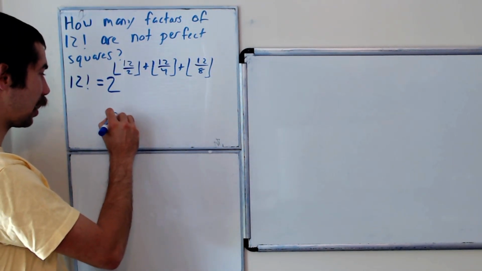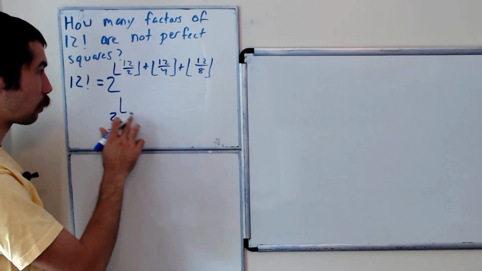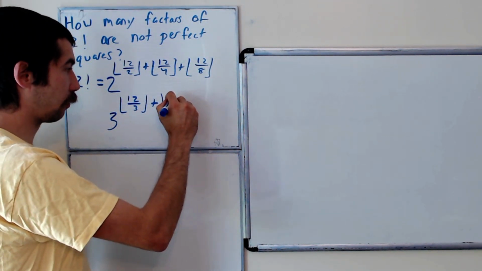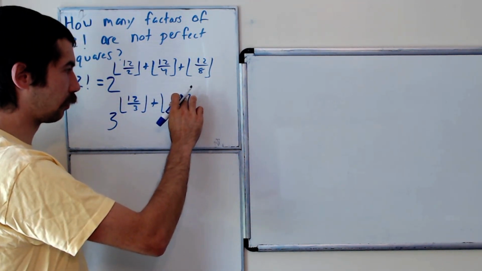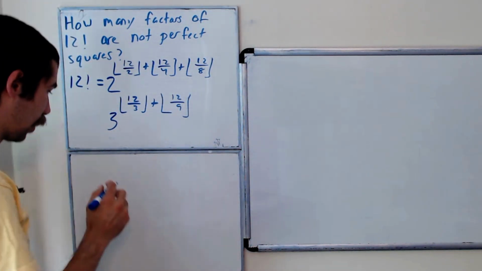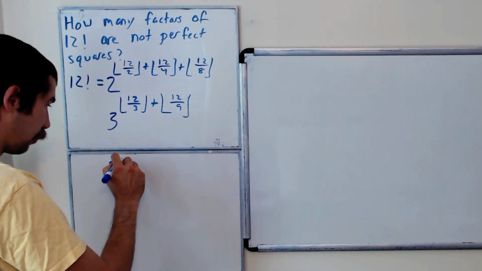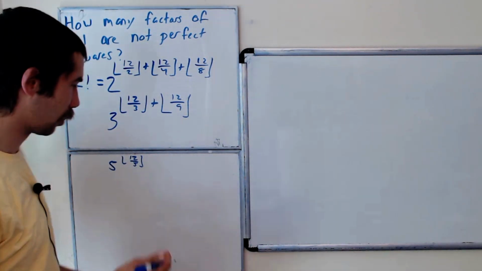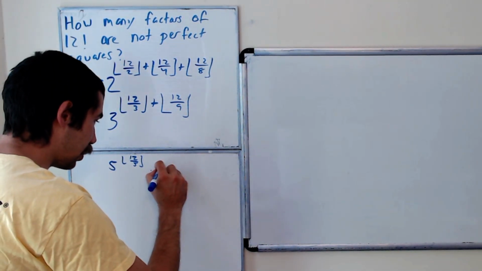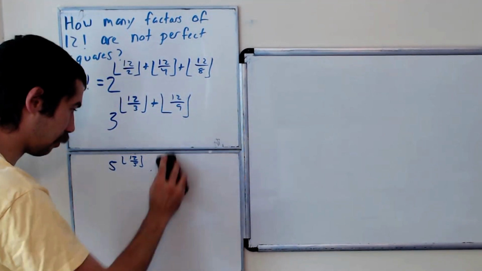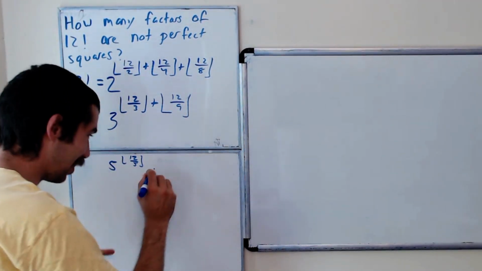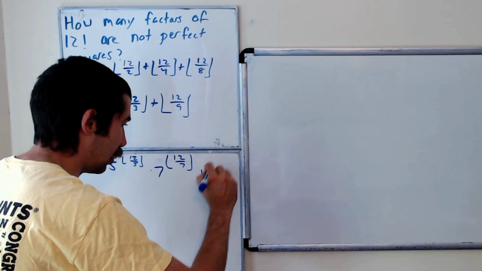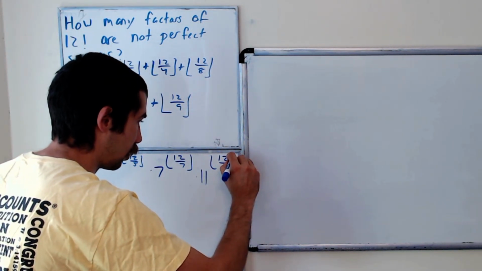Okay, let's do the same thing with 3, and we'll do it for each prime. So the exponent of 3 is the floor of 12 over 3 plus the floor of 12 over 9. What about 5? That's the floor of 12 over 5 plus the floor of 12 over 25, which is 0. Okay, so we'll just do all these here. 7 is the same idea. Floor of 12 sevenths. And then 11 is the floor of 12 elevenths.